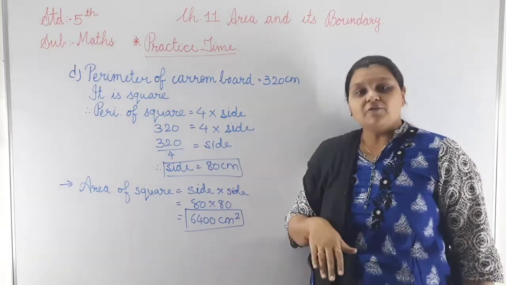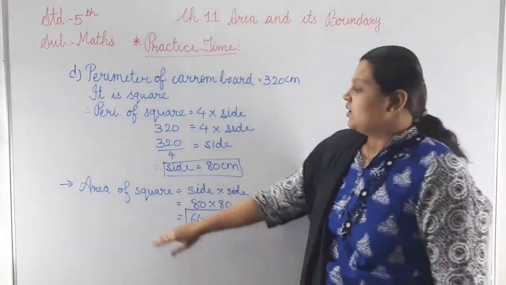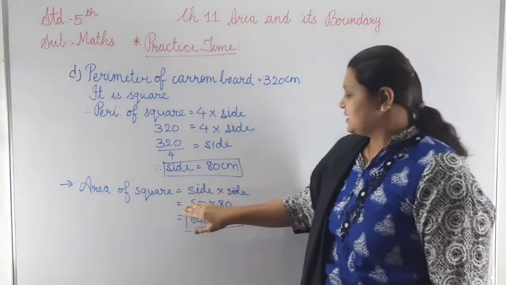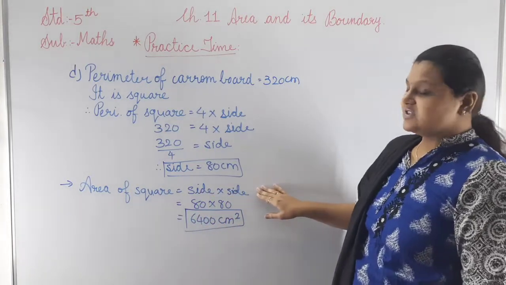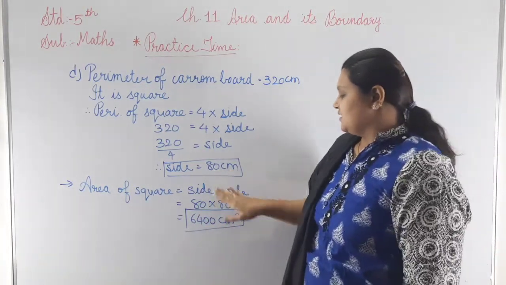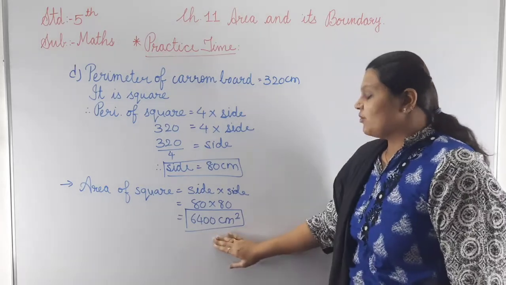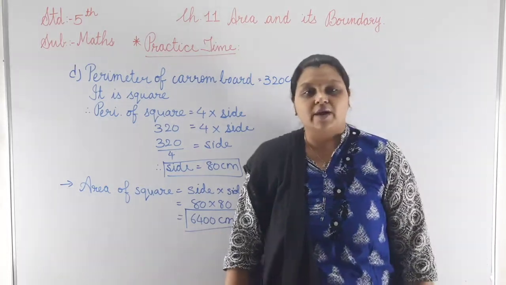Now we have to find out area. So area of square is equal to side into side. That is 80 into 80, 6400 centimeter square.